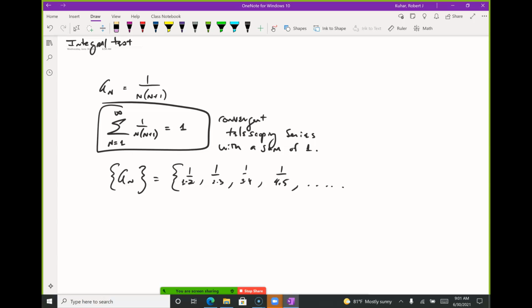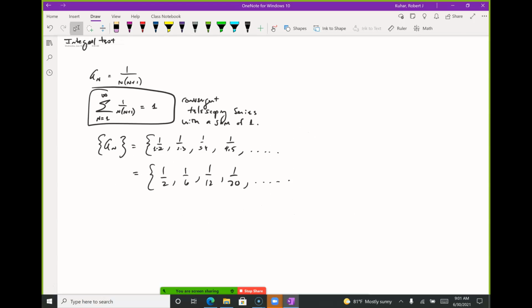I could simplify this for sure, right? 1 over 2, 1 over 6, 1 over 12, 1 over 20. Who cares? I don't have to keep going. I just want to get a picture of some of my terms. And I want a graph. I want to compare to the function 1 over x times x plus 1, right?